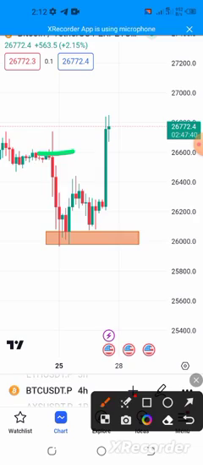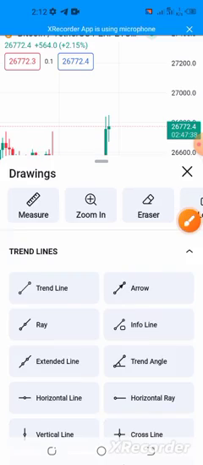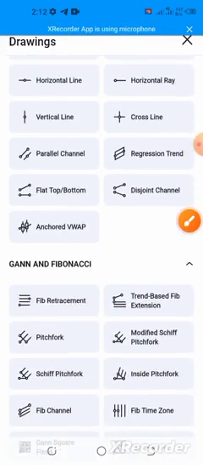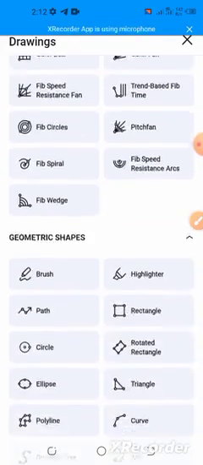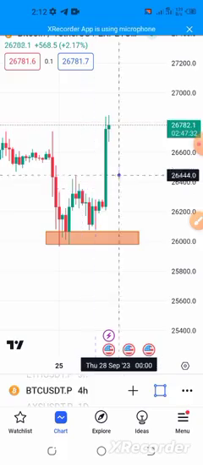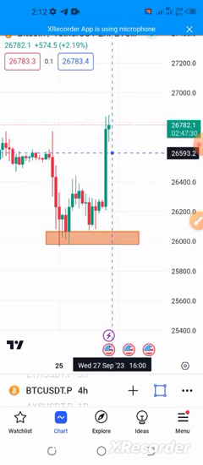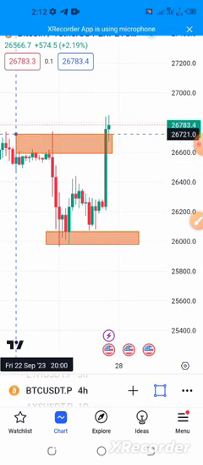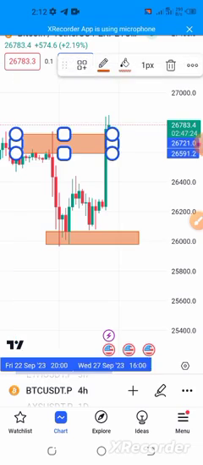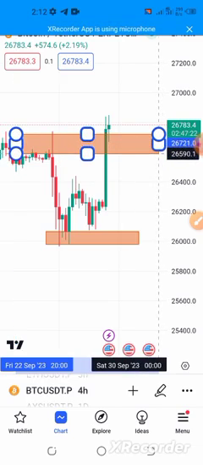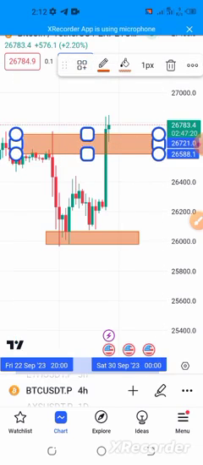So let me use another color. This is another resistance zone. I will also tell you one of the major importance of understanding your resistance zone, which is to understand when to enter the market. When a candle could not break a resistance zone and forms a new candle below the resistance or the support, you don't need to go in a particular direction again. You have to go in reverse.